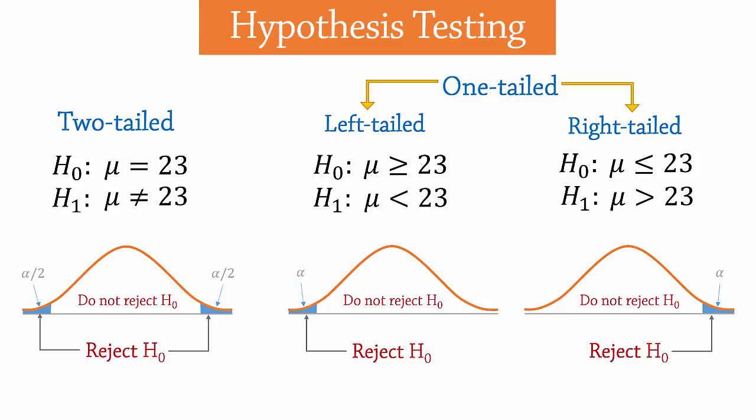Once the rejection region is set, we then calculate the test statistic. If the test statistic falls in the rejection region, we reject the null hypothesis. Otherwise, we fail to reject it.